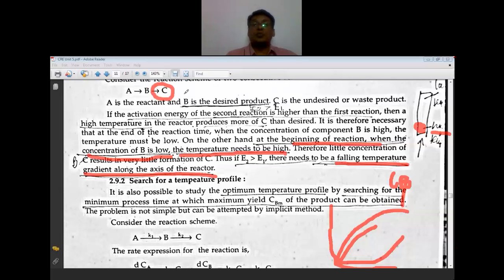As B is produced, C, I have to restrict. So as B forms, I will reduce the temperature, so that the B to C conversion will be reduced. So the temperature profile initially I have to keep high, but as the length of the reactor increases, I have to reduce the temperature, so that B will not get converted into C. That is what the temperature profile should be in the reactor system.